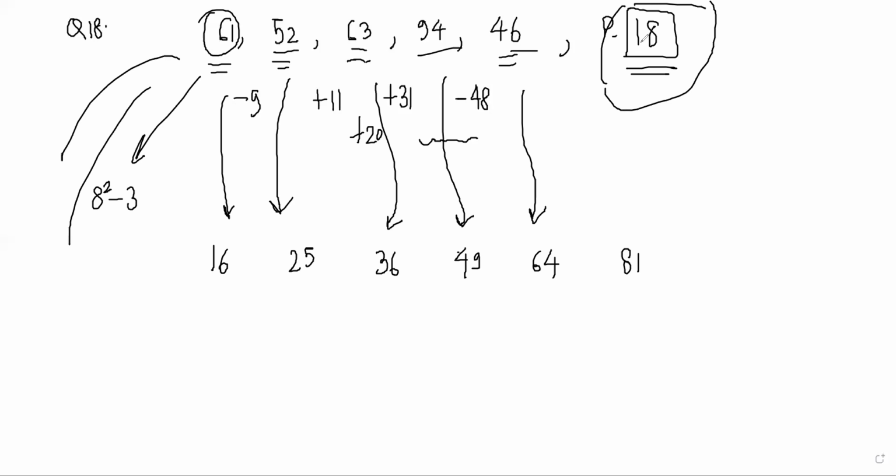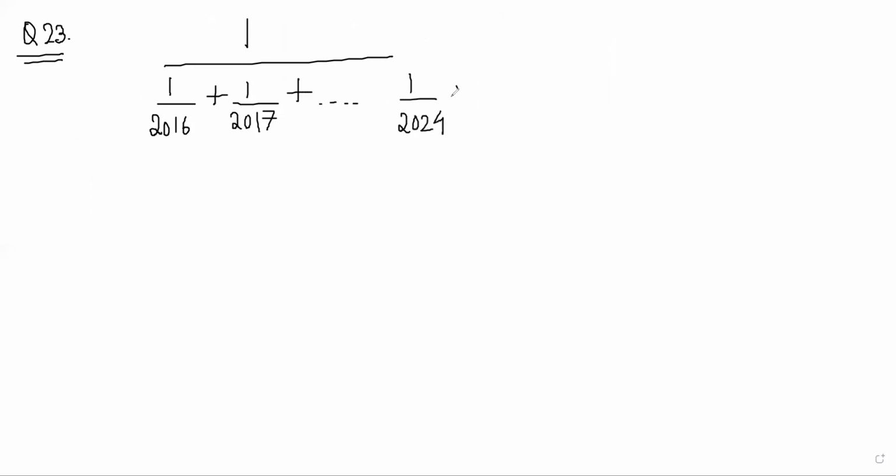Okay. The next one is the difficult one, I feel. This one, right now, I have no idea. Question 23, I have to think about. It feels very weird. Why are they asking such things? I'm sure there will be some cheap trick again. This one: 1 by 2016 plus 1 by 2017 till 1 by 2024 plus 1 by 2025. Right? They are asking you the value of this fraction.